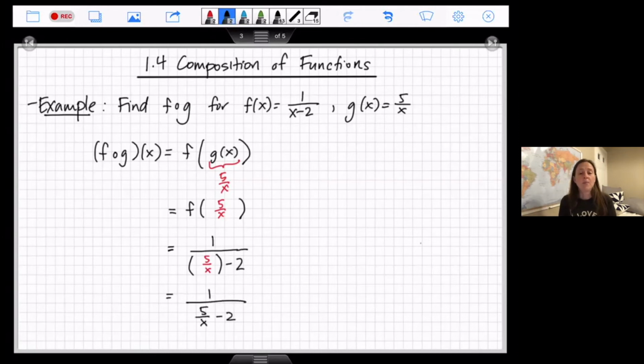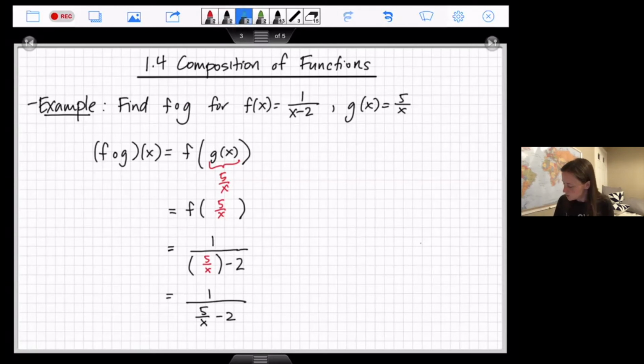All right, and that beast is what we call a complex fraction. It's a fraction within a fraction, and you never want to leave an answer that way. So we need to do some simplification here. Let's look at the denominator there and get a common denominator within the denominator.